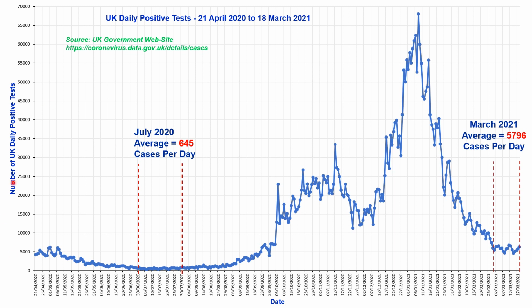So what we looked at here is the number of UK daily positive tests. They call them cases. And what I've done is I've picked the low point, where it's bumping along at the lowest point. And I've picked the month of July 2020. And the average daily cases, or positive tests, was 645.